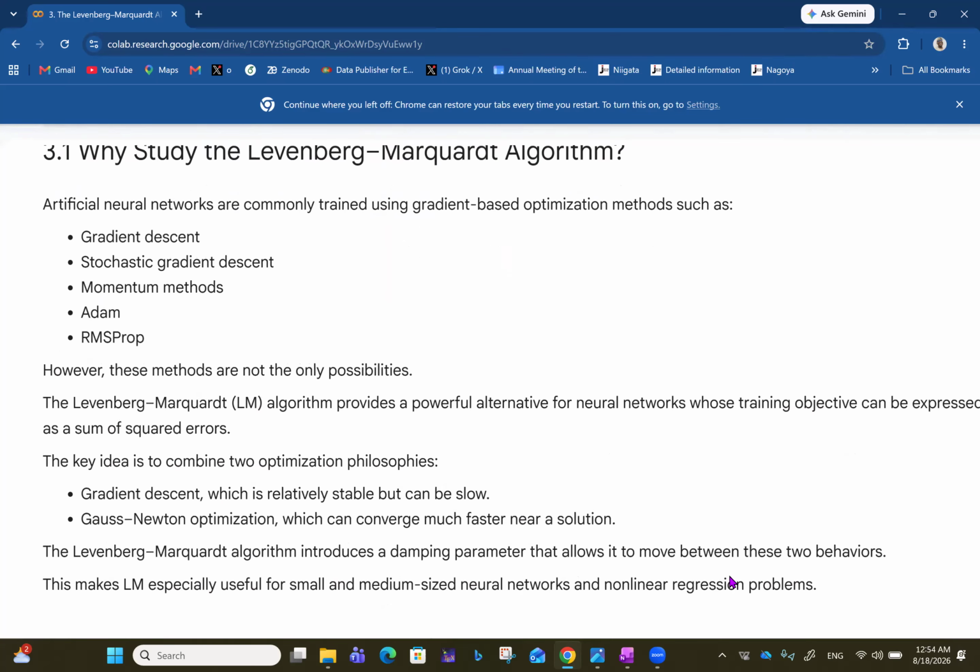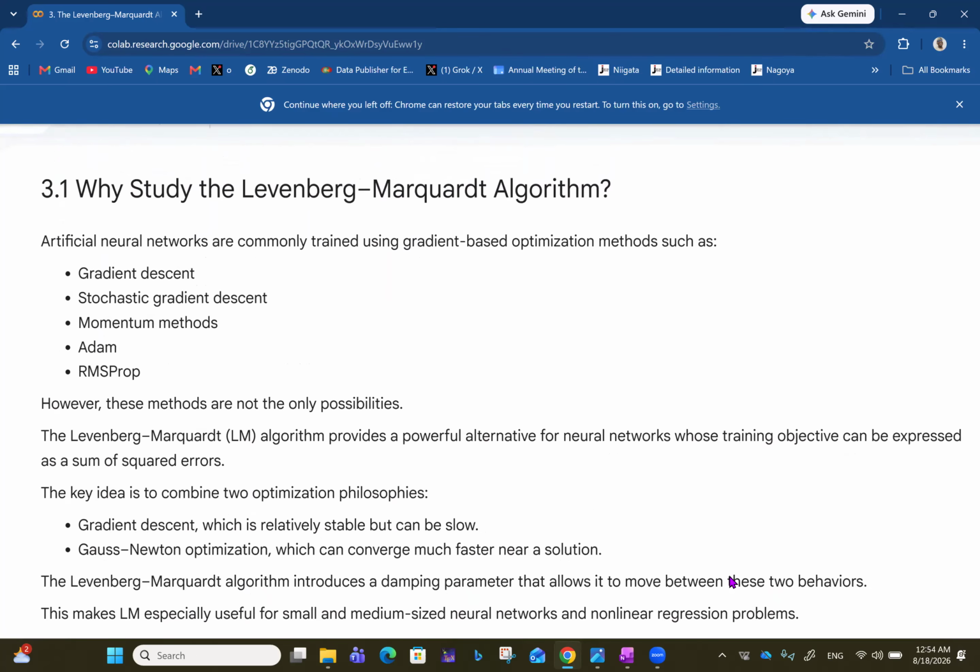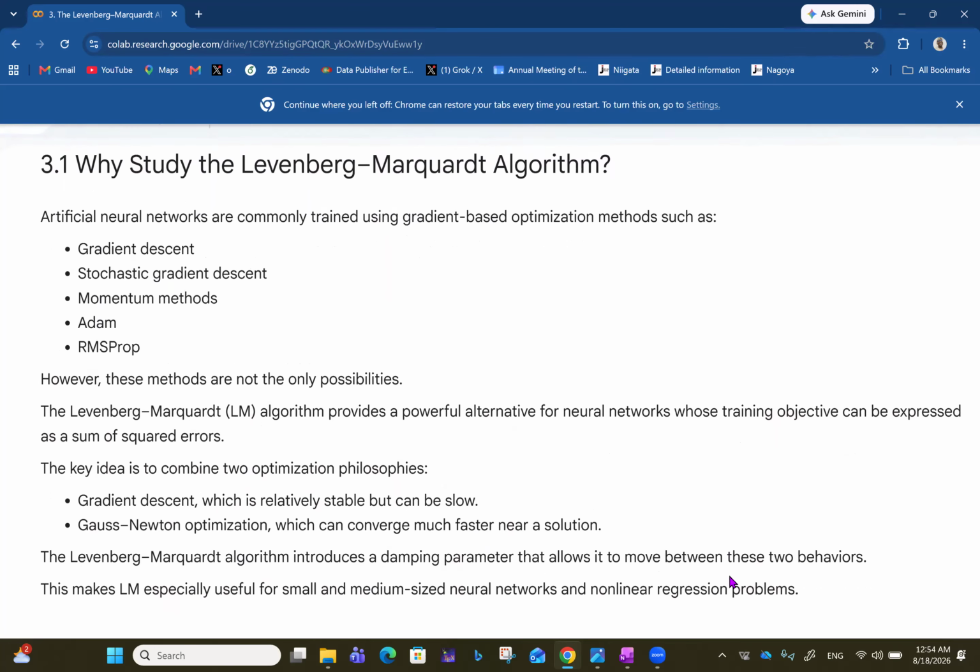Now let's start by looking at why the Levenberg-Marquardt algorithm may be necessary. Artificial neural networks are commonly trained using gradient-based optimization methods such as gradient descent, which is about the most popular. Sometimes we talk about stochastic gradient descent. Then you have momentum methods, Adam and RMSprop. However, these methods are not the only possibilities. The LM algorithm provides a powerful alternative for neural networks whose training objective can be expressed as the sum of squared errors. So we've come across that a lot, especially if you follow the mathematics of artificial intelligence playlist.